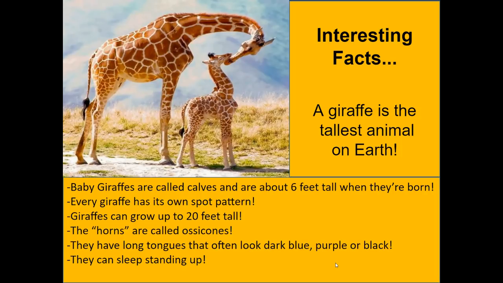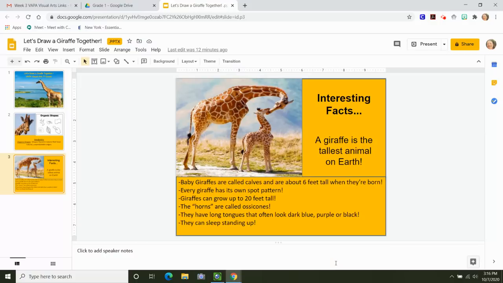The horns are called ossicones. They have long tongues that often look dark blue, purple, or black. They can sleep standing up. So now it's time for us to draw a giraffe together. Please have your paper and pencil ready. You'll need crayons for later. You'll see the screen change so that we can draw together.